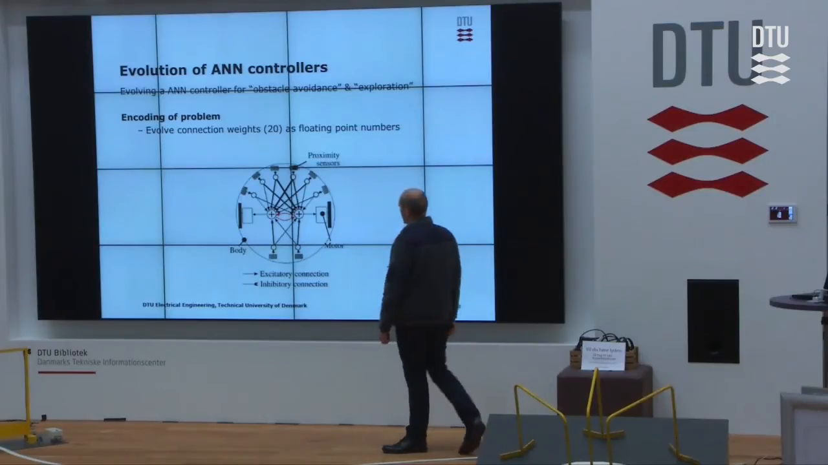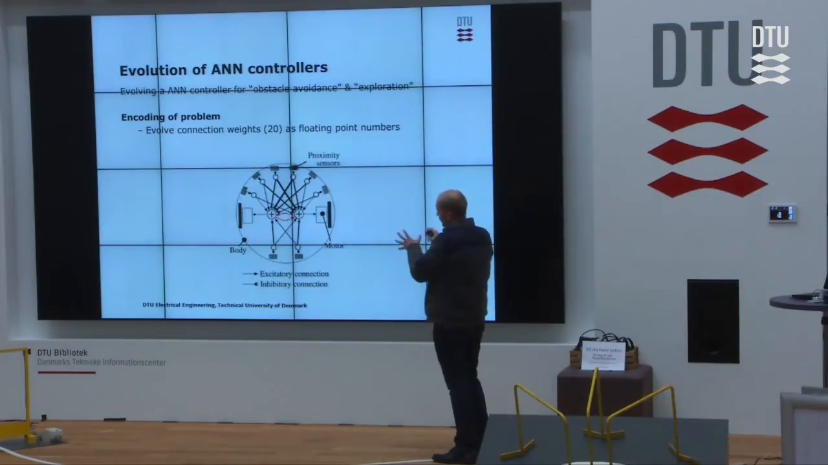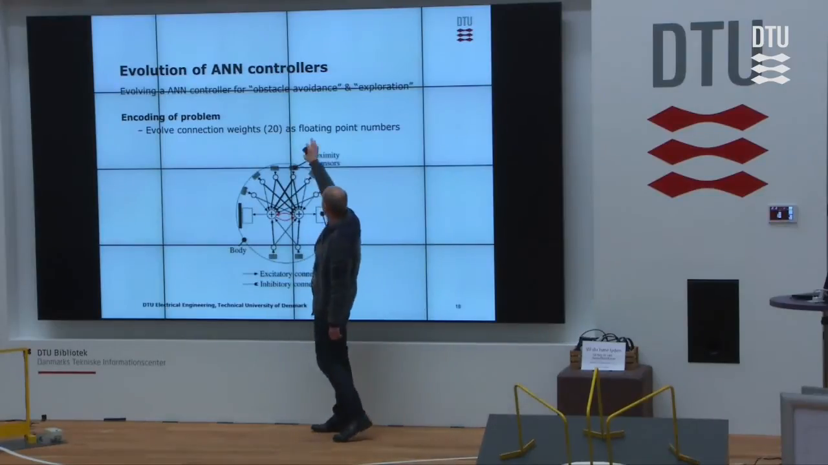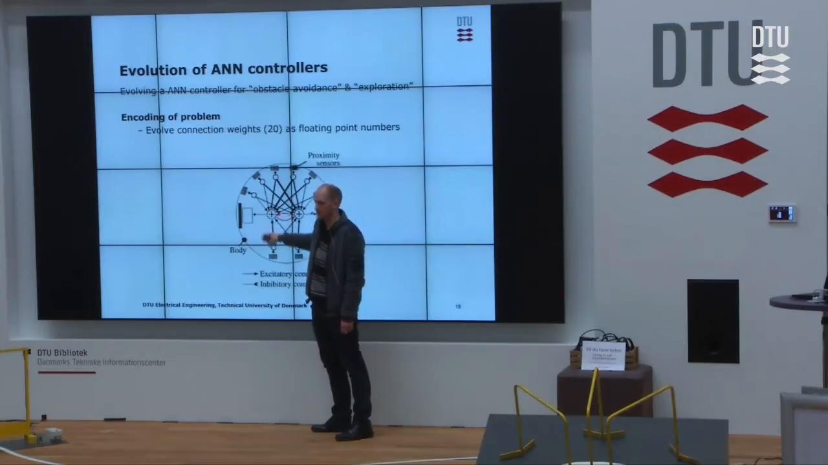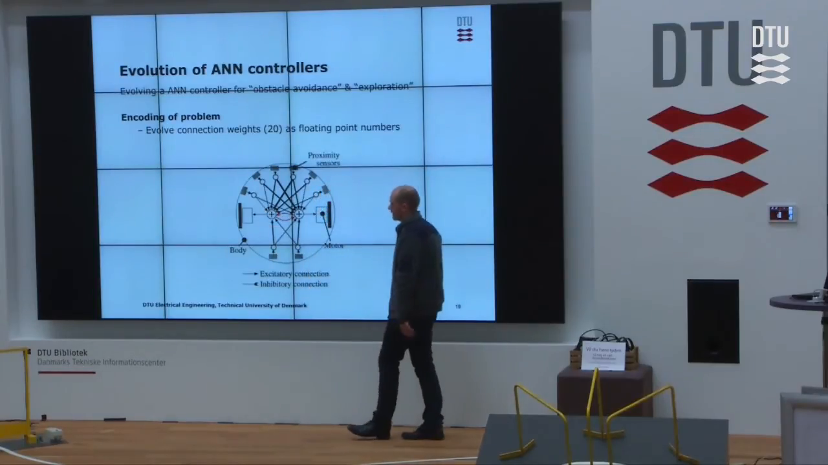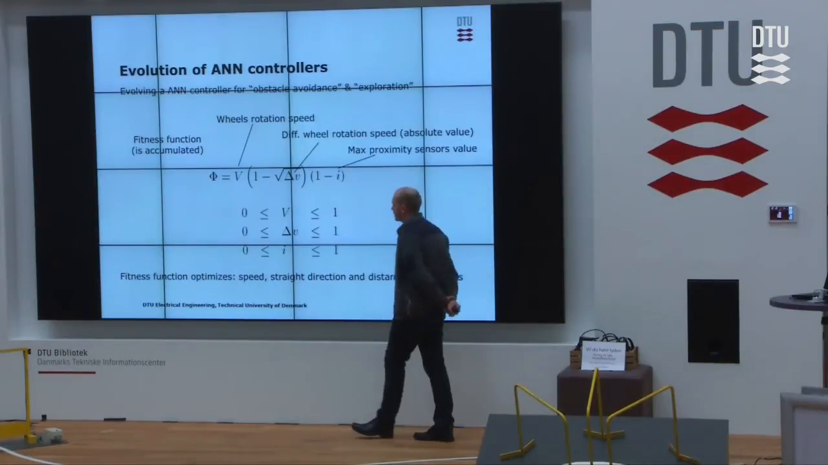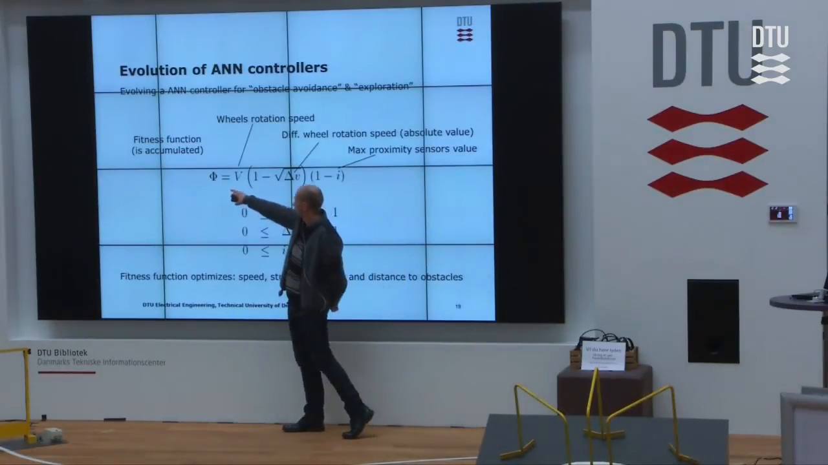Sorry, there are no other control strategies implemented in this. So this is 20 floating point values, which are the weights of these individual connections, which they're optimizing based on a genetic algorithm. So then they have to define a fitness function, and this looks like this.